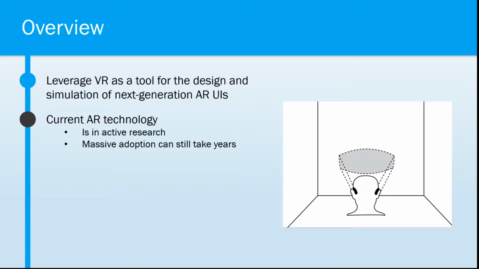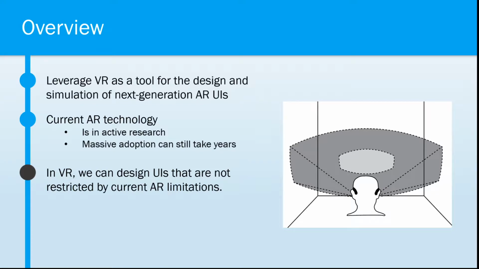Augmented reality technology, particularly optical see-through HMDs, are still in active research and development. Key parameters such as field of view, tracking, and form factor must be improved before being deployed to real-world production. As such, the adoption of AR technology can still take several years. While developing under current technological constraints is valuable, AR hardware may not be able to support novel designs and account for future capabilities. VR, on the other hand, is well suited for this task.